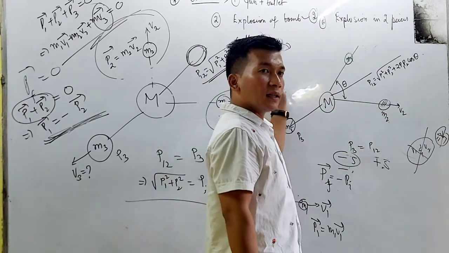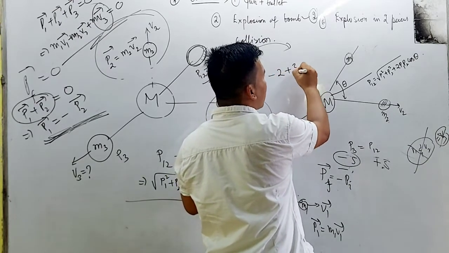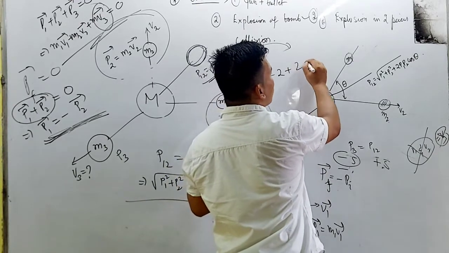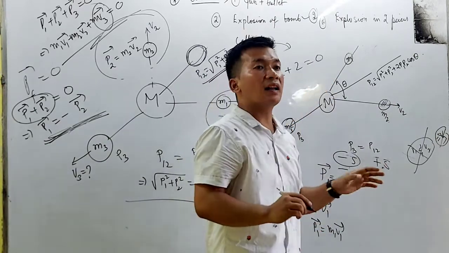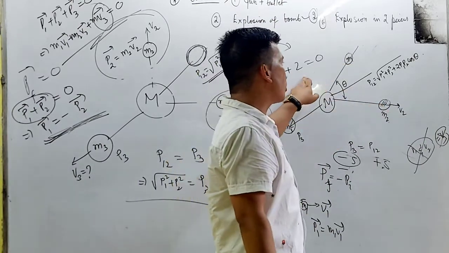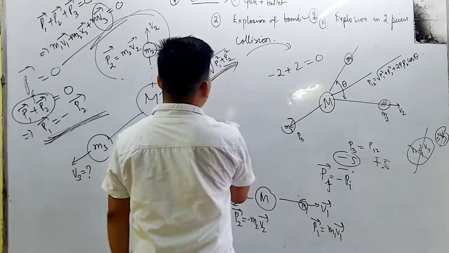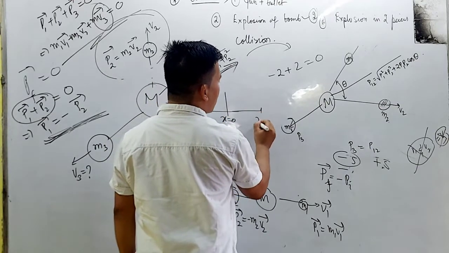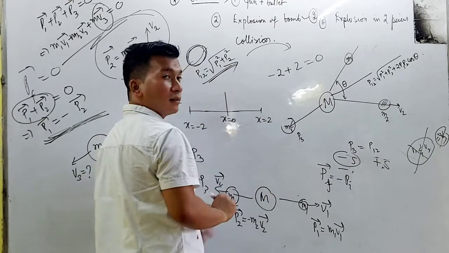What is the value here? Minus 2 plus 2 — simply it will be 0. In terms of magnitude this is known as the algebraic sum, or mathematical sum: minus 2 plus 2 is 0. However, for direction, this minus 2 will be where, this is x equal to 0, and this is x equal to 2, so this will be x equal to minus 2.